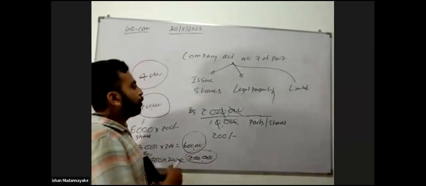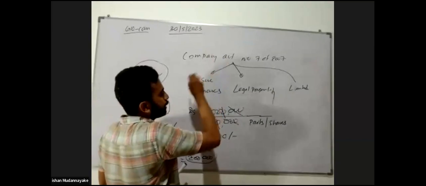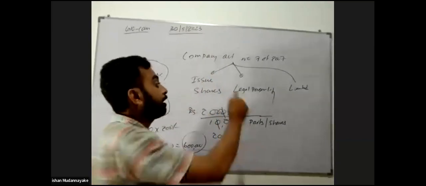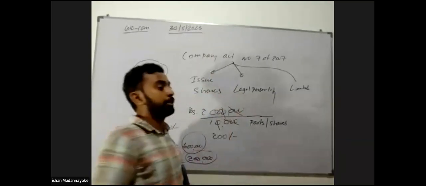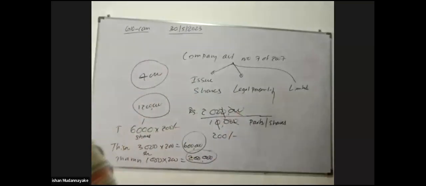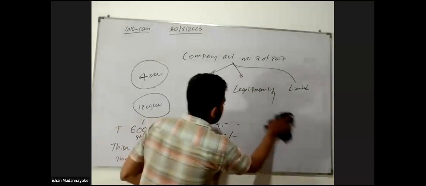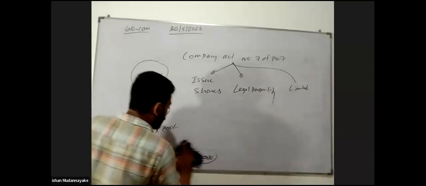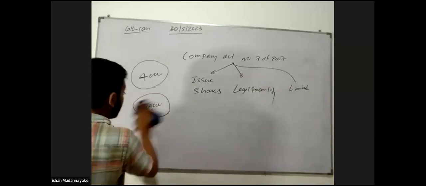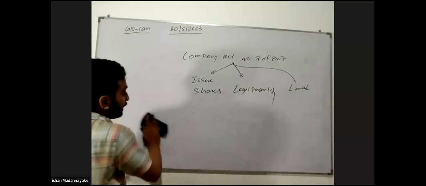Then an incorporated company can issue shares. The next one is having legal personality. Legal personality means the business organization can use the name of the business organization in legal activities.